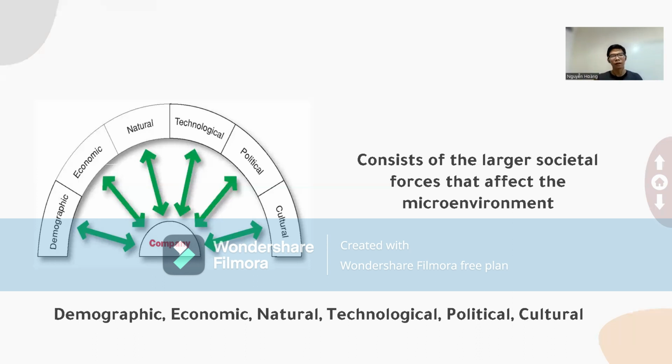Next is public, a group that has an actual or potential interest in or impact on an organization's ability to achieve its objective, such as financial publics, media publics, government publics, and more. The last is customer: consumer market, business markets, reseller market, government market. International is part of the customer in the microenvironment.